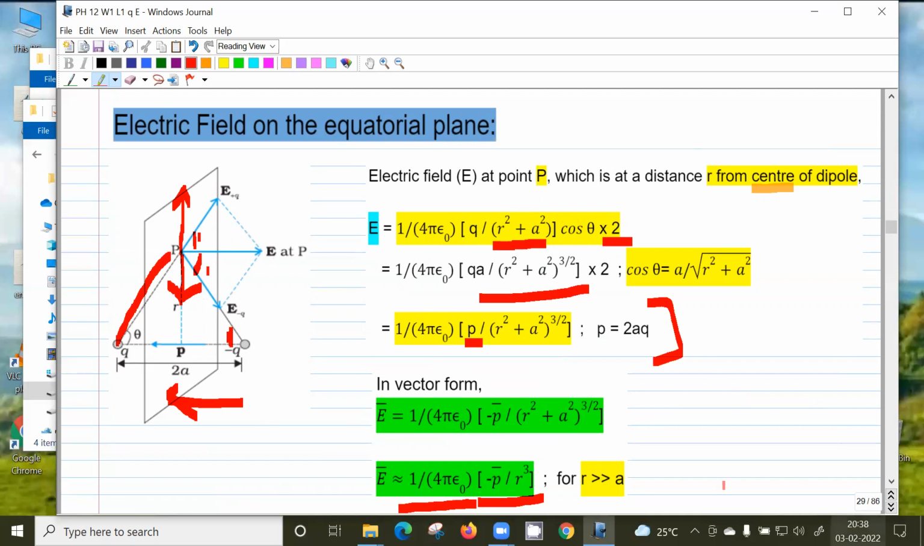And actually, dimensions wise, p has got a length dimension, because p is q into the separation, q into 2a. So the dimension of p is charge into length. That length will cancel with one of the lengths here. So the full thing has dimension charge by r square, because the dimension of electric field cannot change. Another way to remember why this is a cube: there is a length dimension here, and to cancel this, there has to be a cube. Just for remembering the formula I'm saying.